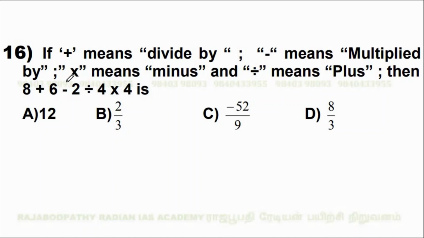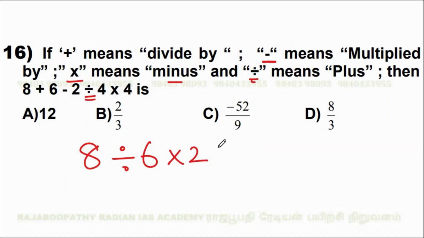If plus means divide, so plus means division, minus means multiplication. This means minus, this means plus, then what is the value of this? Therefore, first interpret this one. What is plus? Plus means divide. So divide 6. This symbol minus means multiplied. So therefore 6 into 2. This division symbol means plus. This multiplication symbol means minus.